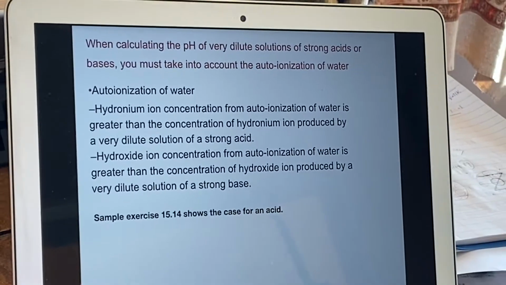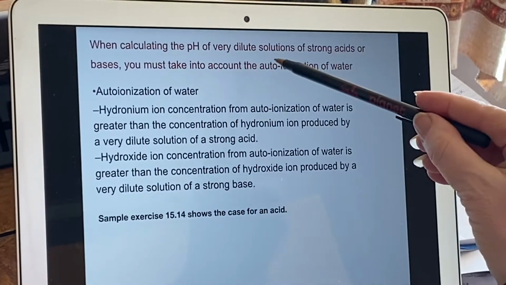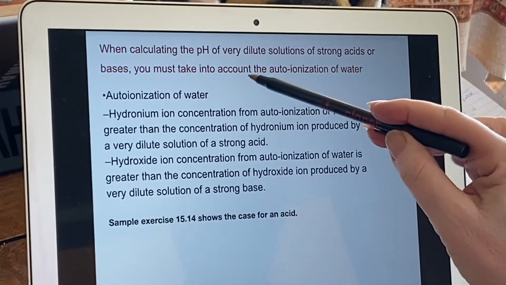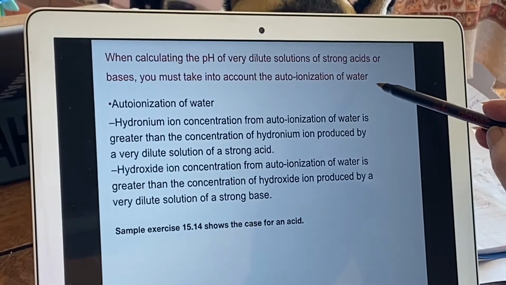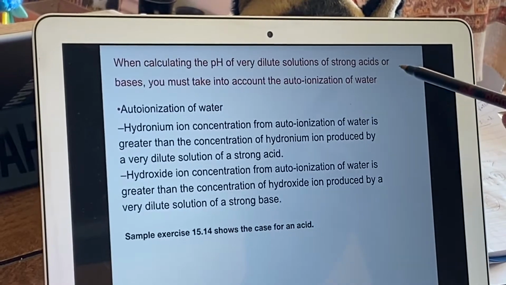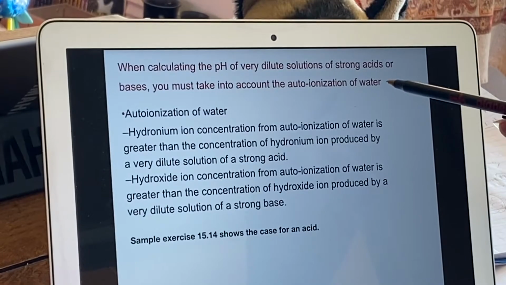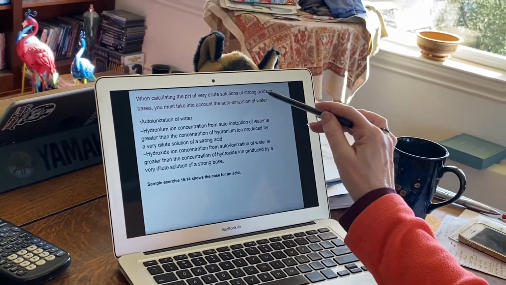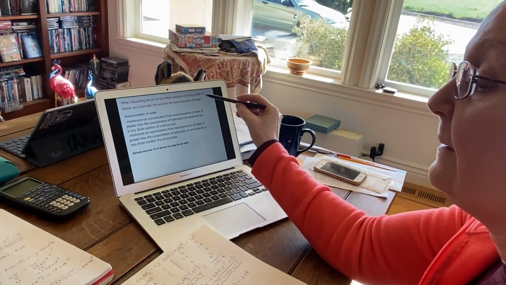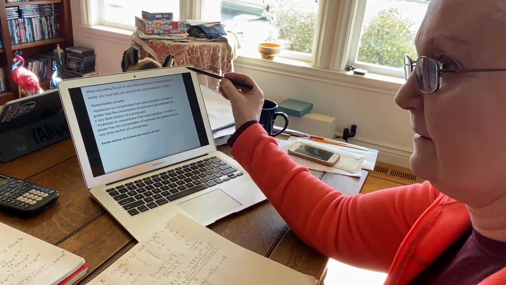Now here's an interesting situation. If you're calculating the pH of a very dilute solution of either a strong acid or a strong base, you're going to have to take into account the auto-ionization of water, because if you don't, you will come up with bad numbers. For example, if you had a very, very weak concentration of a strong acid, let's say that it's nanomolar, okay? Nano means 10 to the minus ninth.